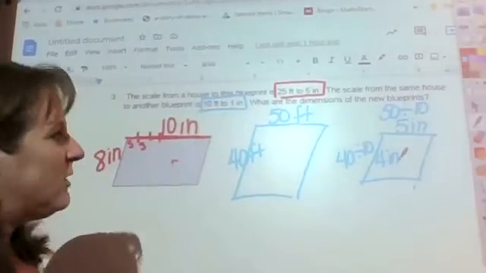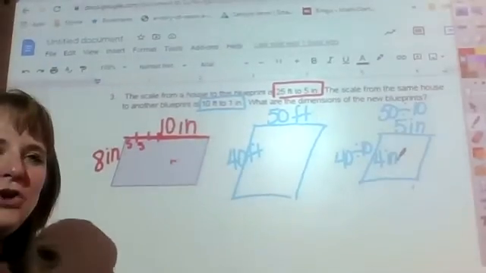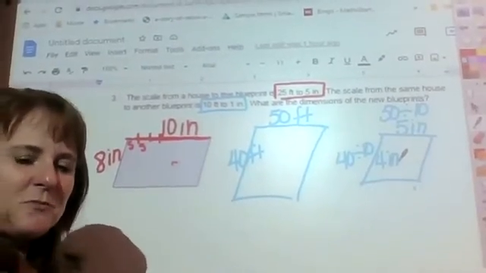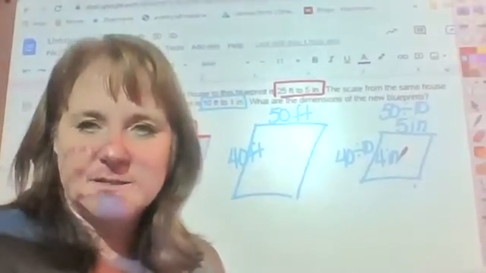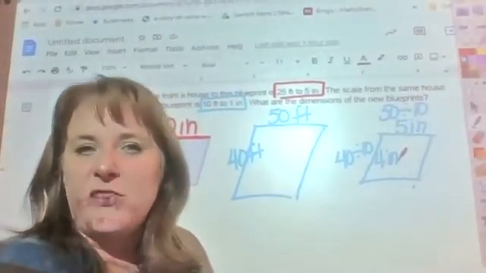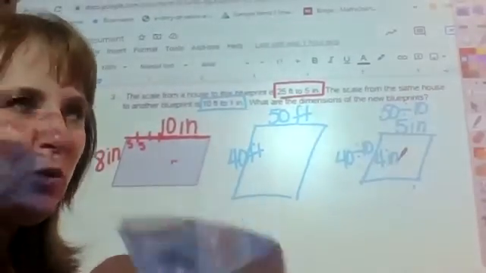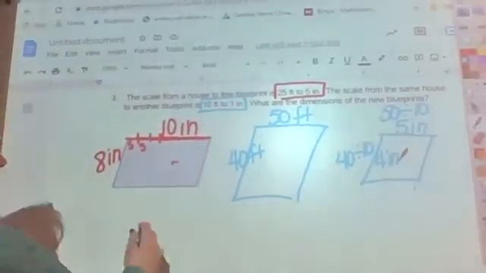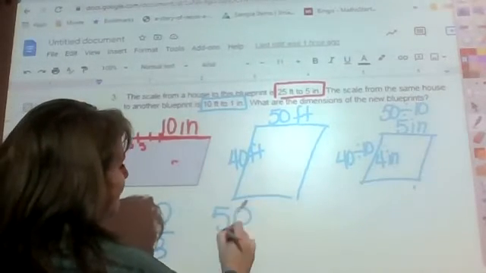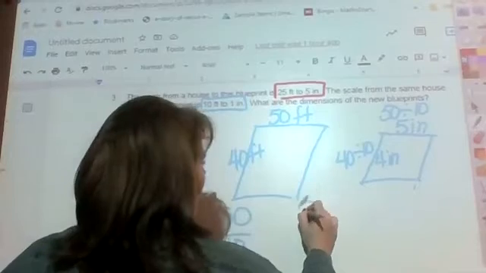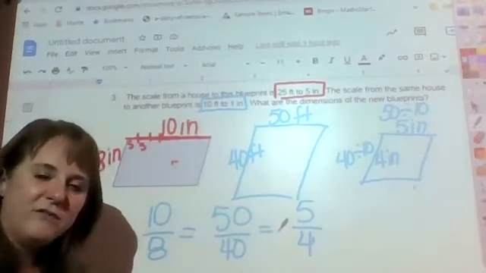Okay. Now, I know a lot of you guys are like, why do we have to go through it? I just don't get it. All right. But you have to remember, when you have similar things, the only reason that they're similar is because all of the ratios are equivalent. They're equivalent ratios. So if you look at this, 10/8, 50/40, 5/4, okay, all of these are equivalent.